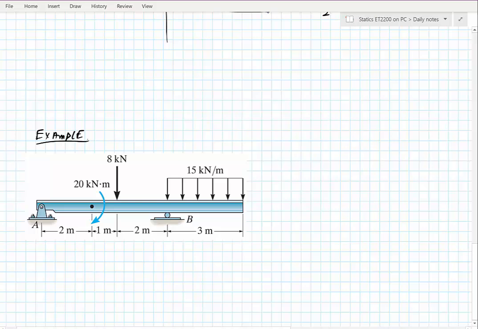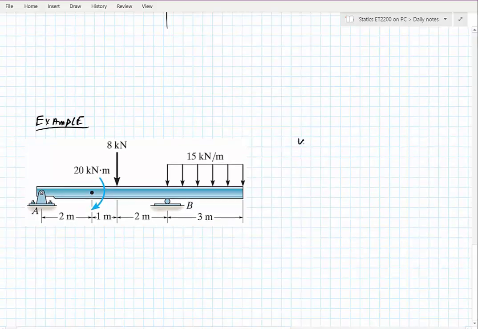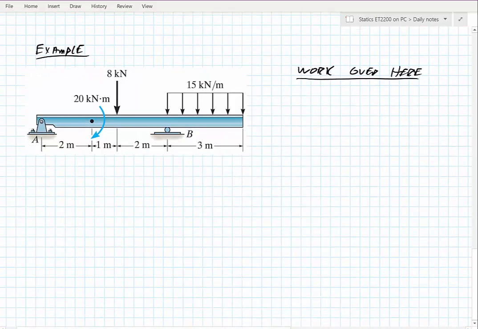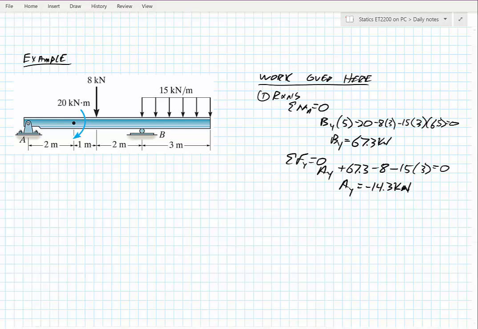All right, so for this example, we have a 20 kilonewton concentrated moment, an 8 kilonewton concentrated force, and a 15 kilonewton per meter distributed load. This is about as hard as they get, I think. So a little bit of everything going on. I like to work over here, and that gives me room to draw my shear and bending moment diagram right below the beam. The first step is to solve for the reactions for this beam. Boom, just like that.